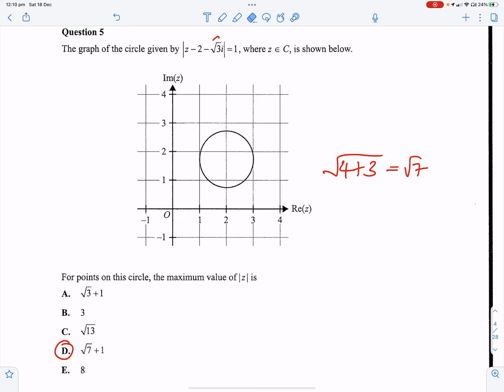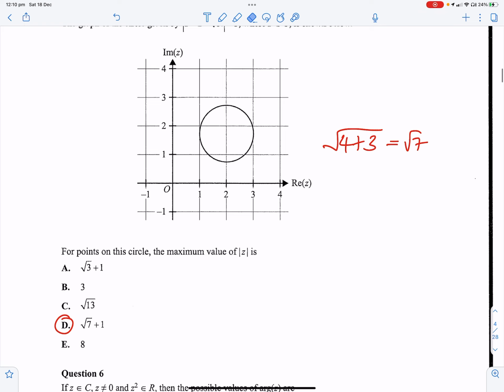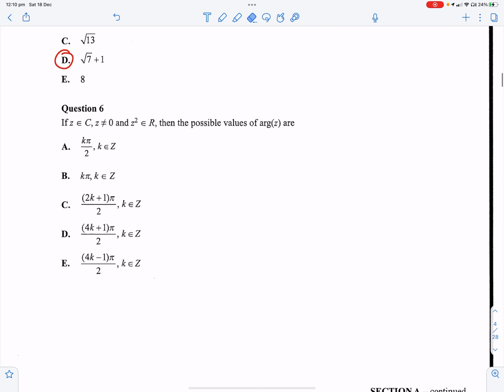So I just found the length to the center and then added on a distance of 1. Okay, if z is a complex number, and z squared is real, then the possible values of arg z are.